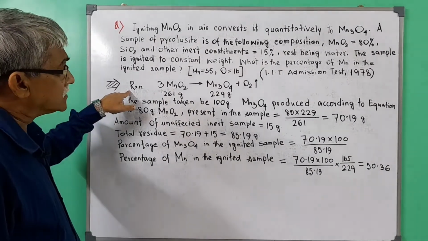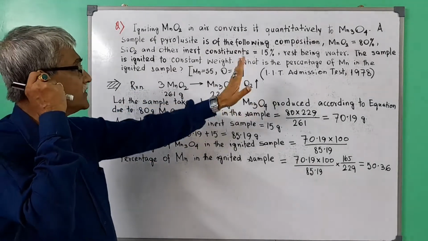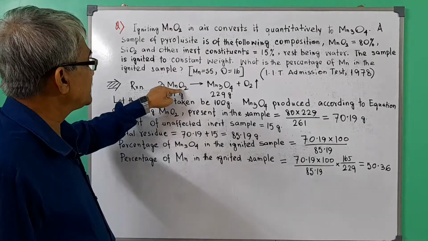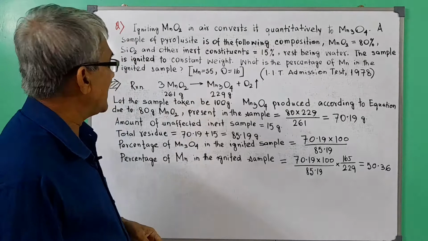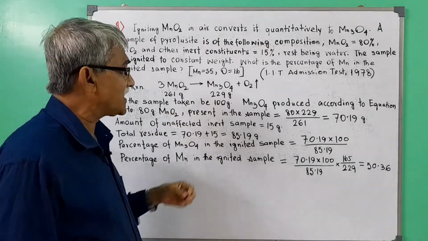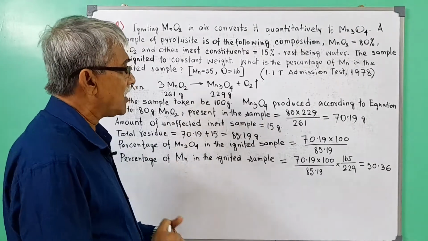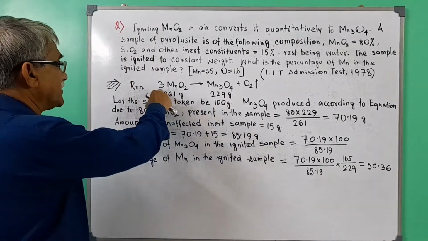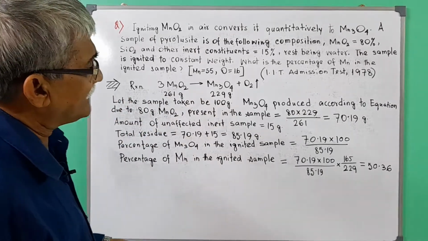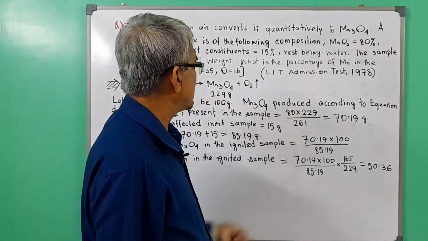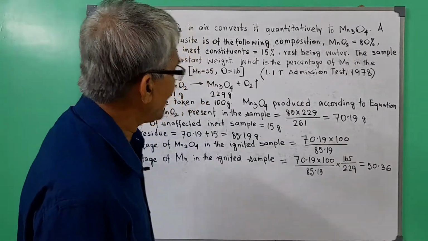You know, the reaction is 3MnO2 turns into Mn3O4 plus oxygen liberated. So if you add it up, 261 gram gives 229 gram. Let the sample taken be 100 gram. Mn3O4 produced according to this equation, due to 80 gram of MnO2 present in the sample, equals 80 into 229 by 261, which happens to be 70.19 gram.